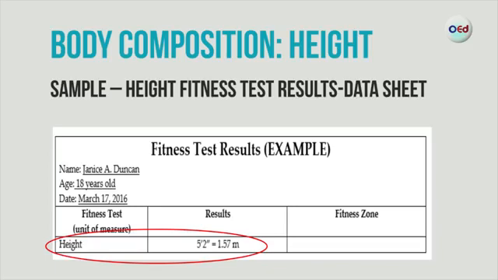Record your score in the fitness test data sheet as soon as you are finished with converting your height measurement. The way to record this is by simply writing your height in feet and inches to its conversion of meters in the results table, like this example.